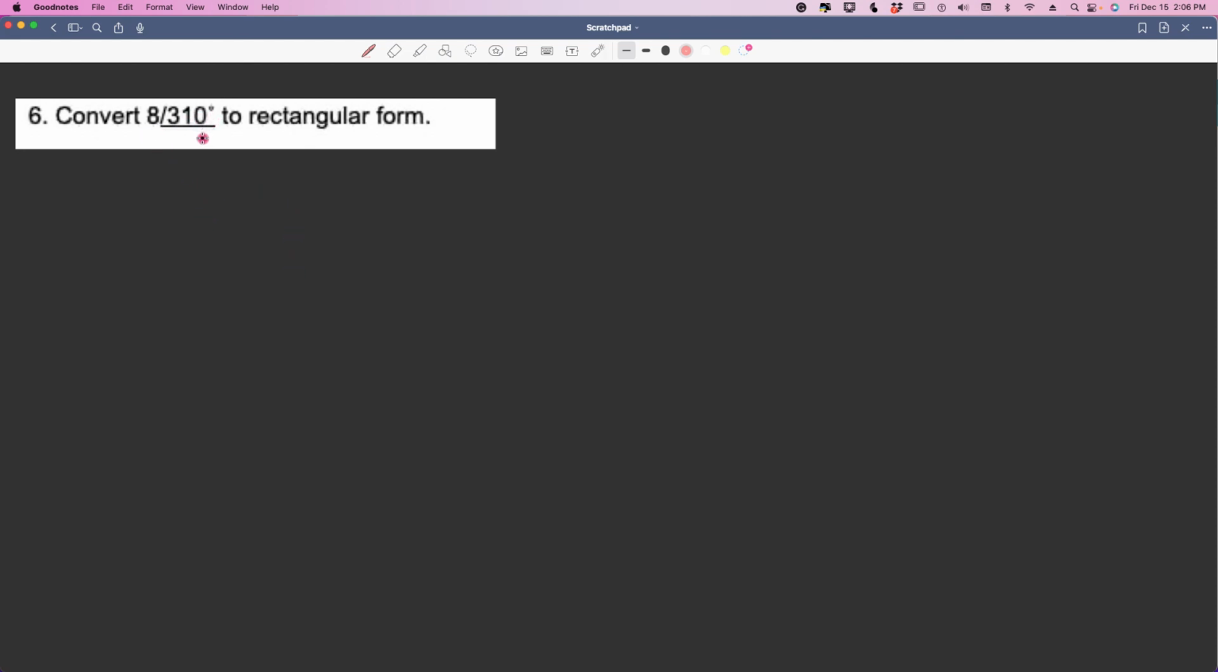So let's convert this to rectangular form. First we have to know what this means. 8 is your hypotenuse, it's your length, and 310 degrees, it's where it's located in the Cartesian coordinate system.